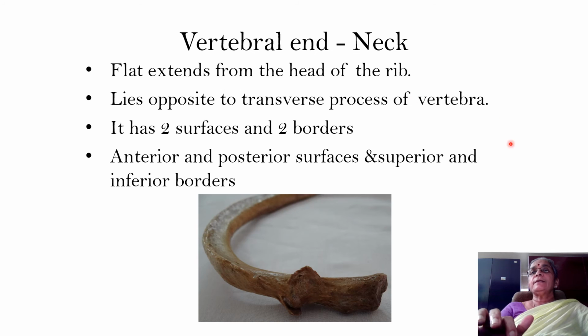Then the neck is the flat part. It will be lying opposite the transverse processes of the vertebra, and it has an external surface and an internal surface, or anterior and posterior surfaces, and it has superior and inferior borders.